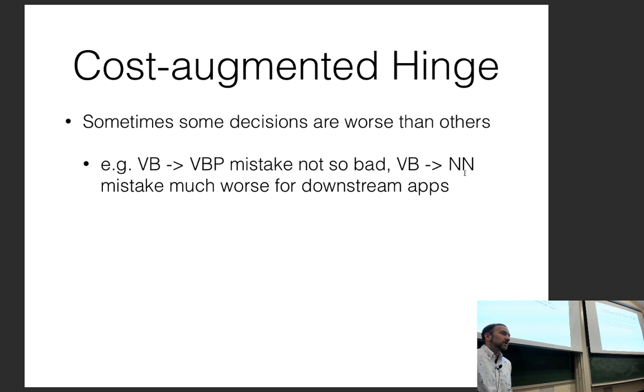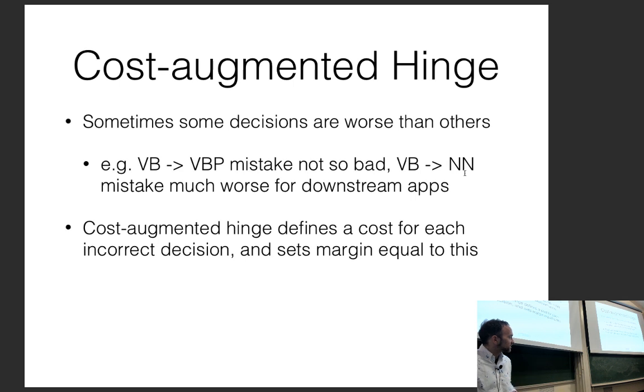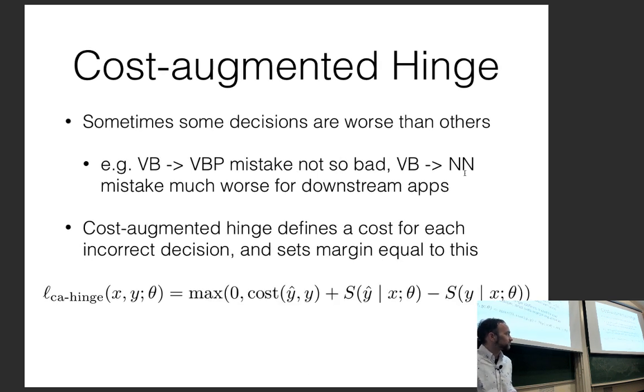Maybe over-recognizing an entity in a named entity recognition system is not a problem, but under-recognizing would be a big problem if you wanted to detect all the information, you wanted high recall. So there's lots of examples like this, and what the cost-augmented hinge loss does is it defines a cost for each incorrect decision and sets a margin equal to this. So basically we have our cost, y hat, y, where y is the correct value, and y hat is the thing that we predicted. And this cost can be higher or lower depending on the difference between them. So one example of this would be the cost between VB and VBP might be 0.5, and the cost between VB and N might be 2. So then your margin for a mistake between VB and N would be 4 times larger than your cost between VB and VBP.